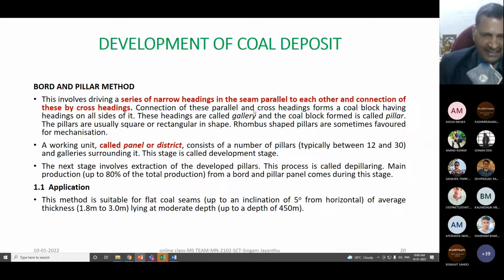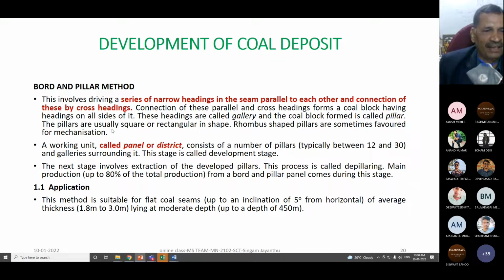And there is a difference between the board and pillar and the room and pillar method. We will be asking you that. That will be the next question to you, my beloved students. You prepare for it and tell me after 10 minutes: what is the difference between board and pillar and room and pillar? Because that is the terminology given, as nicely asked by Arya.